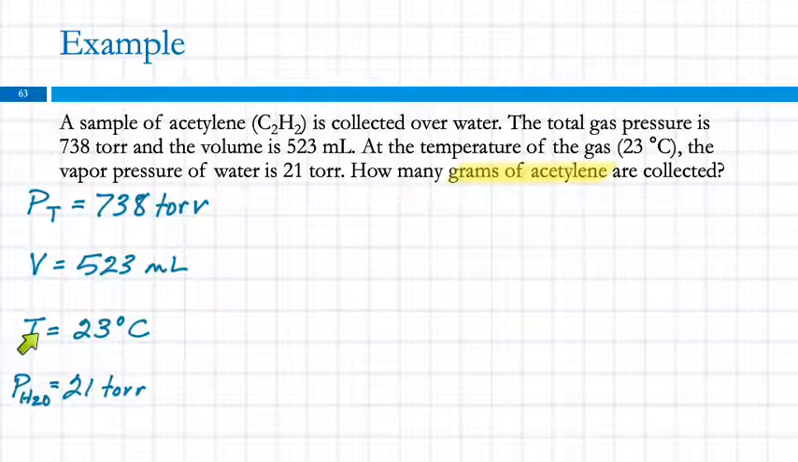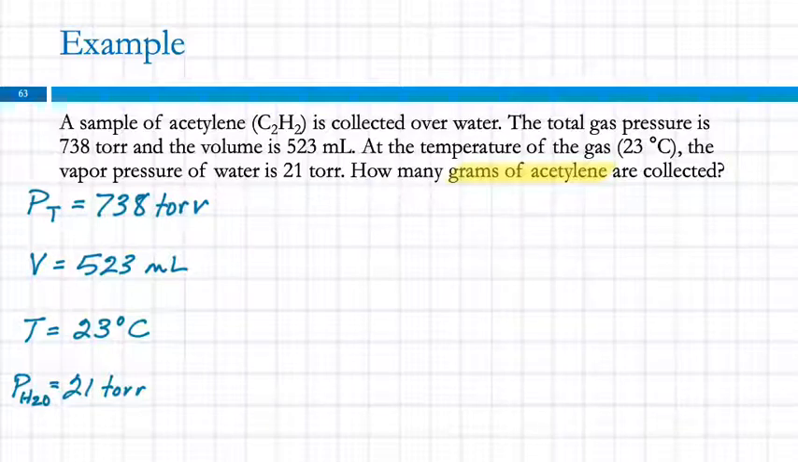These units that I'm seeing over here should remind us of what equation? The ideal gas law, PV equals nRT. That allows us to find the moles of gas, right? If I have the moles of acetylene, can I find the grams? Yeah, I could do that.